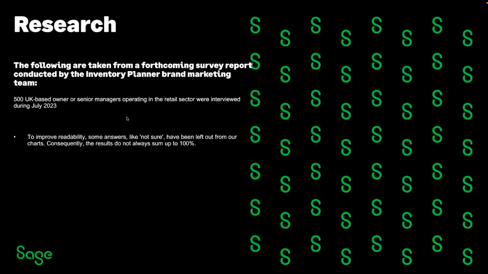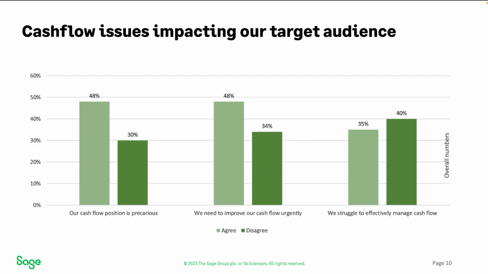I've taken a few slides from some research that we've done fairly recently, which is about to be released. We surveyed 500 UK-based businesses in the retail sector. That's a fairly broad term, but essentially businesses selling physical products. And for the eagle-eyed amongst you, you will notice that some of these charts have, we've left out answers such as not sure and not applicable and things like that. So don't worry about some of these percentages not adding up.